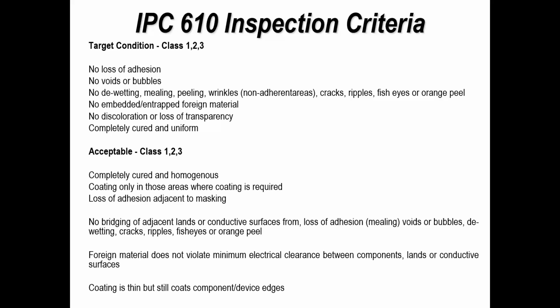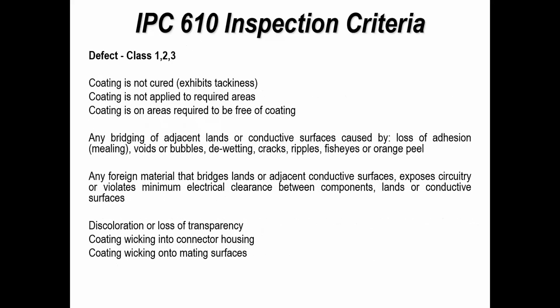So let's say for level 1, 2, and 3, target condition for coating is no loss of adhesion, no voids, no bubbles. So that's the target, that's the ideal, that's the best. And then acceptable would be what is acceptable without the necessity to rework and repair. And then we would have the defects, what is unacceptable on a product shipping to one of those standards for a customer, and what needs to be rectified. Again, just like when you're looking at criteria for solder joints, etc., same sort of thing would apply.